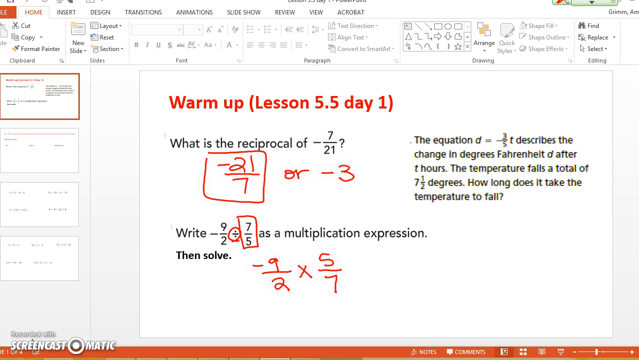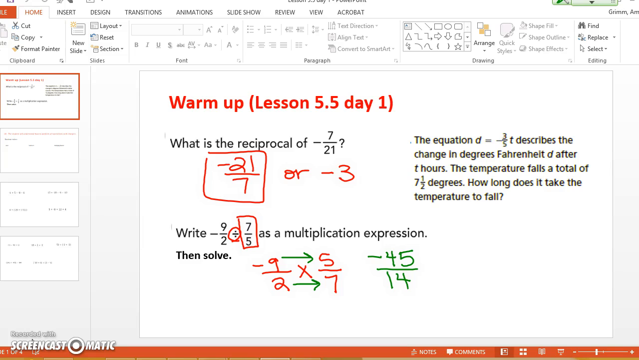Okay, then I look for anything I can cross cancel. Unfortunately, there's nothing I can cross cancel there to make my life easier. So I'm just going to multiply straight across the top and straight across the bottom. So this would be negative 45. Whoops. Negative 45 over 14. That is an improper fraction. So what do I have to say to myself, Nick? I would reduce it. This one won't reduce though, unfortunately.